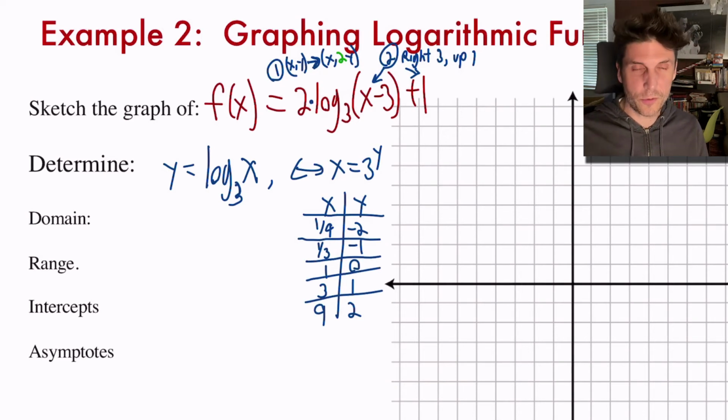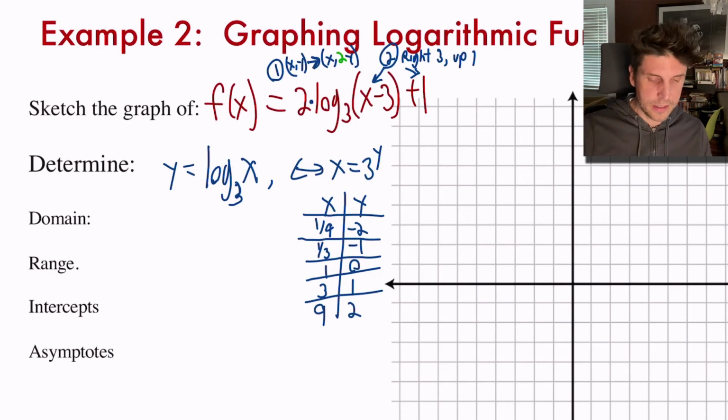It's just an exponential function, except I'm doing it in reverse. I'm plugging in y values to get x. It's easier to raise 3 to a whole number power than to some kind of fraction power, especially if I'm graphing by hand. So those are the values I'm going to use.